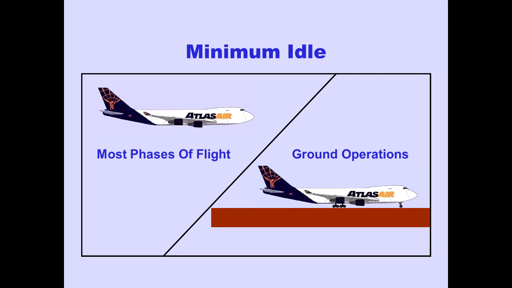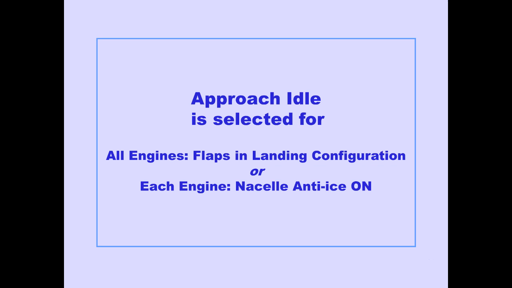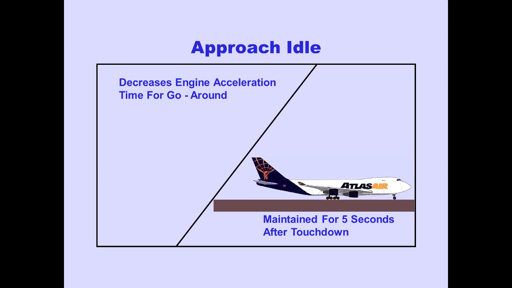The EEC automatically selects minimum idle during most phases of flight and ground operation. Approach idle is automatically selected for all engines when flaps are in the landing configuration, or for each engine when nacelle anti-ice is on. Approach idle decreases engine acceleration time for go-around. It is maintained for 5 seconds after touchdown, at which time minimum idle is selected.